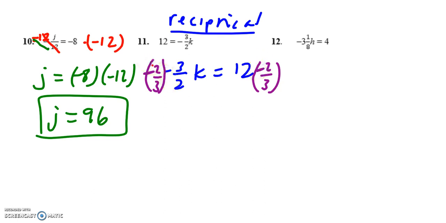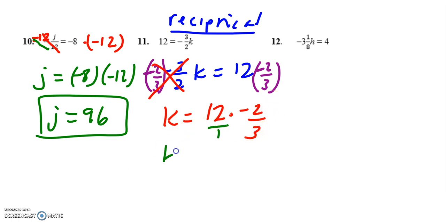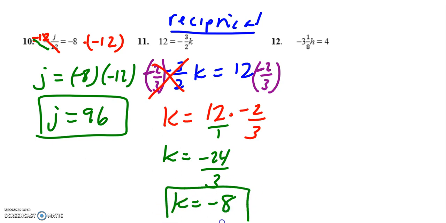So over here, the 2's cross out, the 3's cross out, and the negatives cross out. And we're left with k equals 12 times -2/3, which is really 12/1 times -2/3. If you want to go straight across, that would be 12 times -2, -24/1 times 3, 3, or even more simplified, -8.